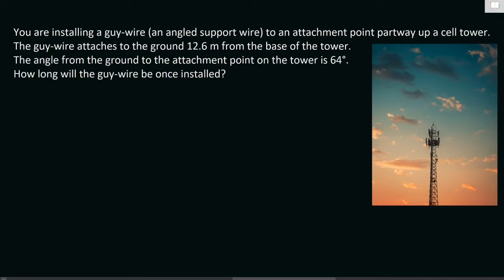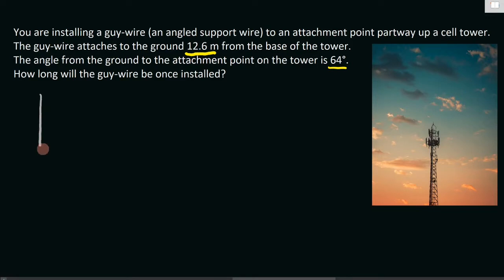So the guy wire attaches to the ground 12.6 meters from the base of the tower, and the angle from the ground to the attachment point on the tower is 64 degrees. Okay, nice. Only 2 numbers in this question. Makes this one a little bit more approachable. If you want to try it, pause right now. Okay, cool. And either you've done it or not, but let's move on to the solution.